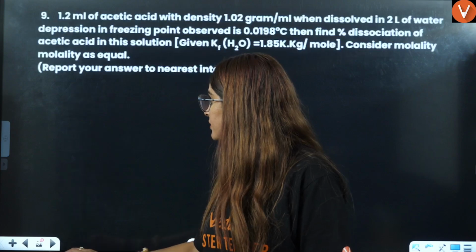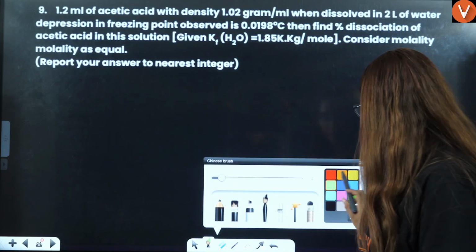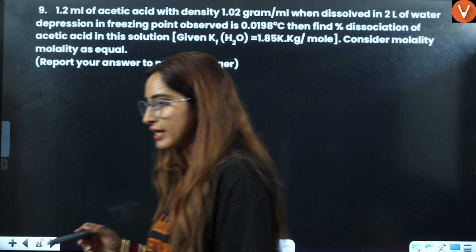Okay. Now, I don't know if only I can see the lag or you can also see the lag here.